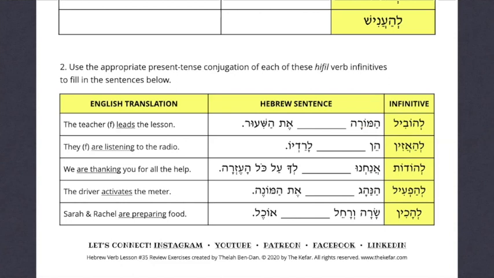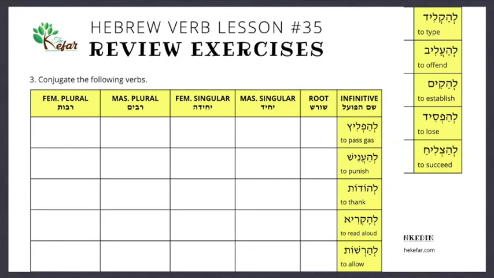In the second exercise, I provide you with 5 infinitives: lehovil, lehazin, lehodot, lehaf'il, and lehachin. You will need to conjugate them and then choose the correct conjugation to fill in the sentence. And I provided the translations as well, just to help you out. And in the final exercise, I give you 10 infinitives, 10 Hif'il verbs, and you should find the root and then conjugate them in the masculine and feminine singular and masculine and feminine plural.